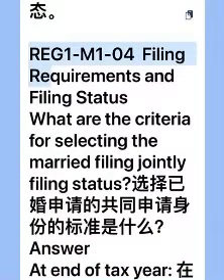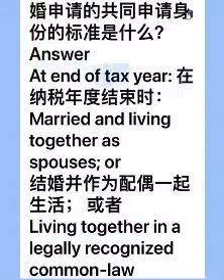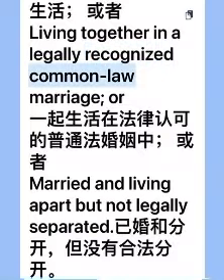Reg 1M1-04. Filing requirements and filing status. What are the criteria for selecting the married filing jointly filing status? Answer: At end of tax year, married and living together as spouses, or living together in a legally recognized common law marriage, or married and living apart but not legally separated.